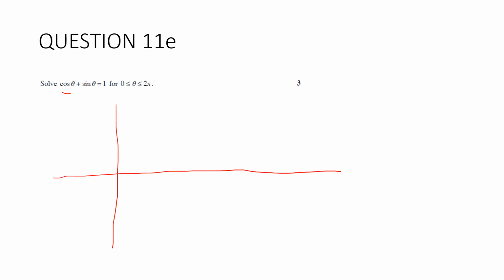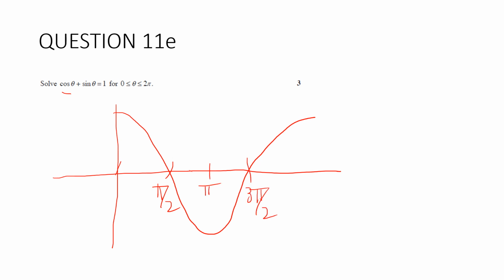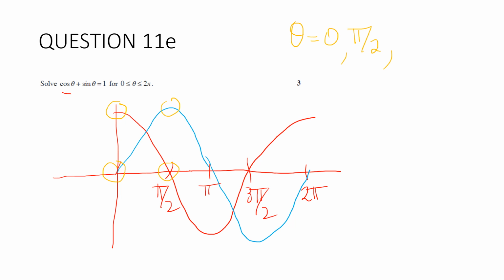Cos theta between 0 and 2 pi looks like this. I've got pi on 2, pi, 3 pi on 2, and then 2 pi. And sine theta looks like this. And we want cos theta plus sine theta to equal 1. So there's a solution there. So theta could equal 0. Here's another one here, pi on 2. Nope. Here's the third one here, 2 pi.